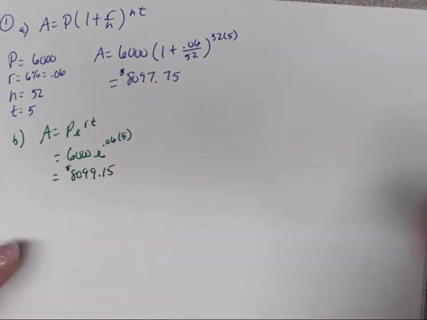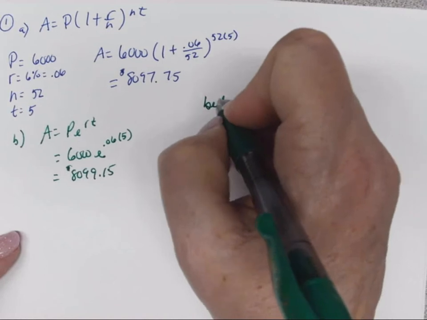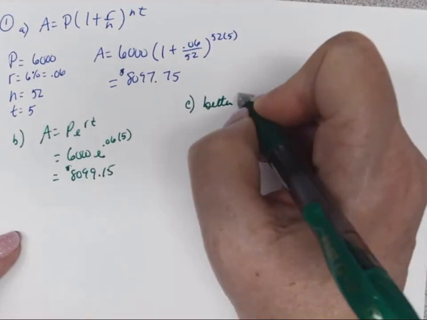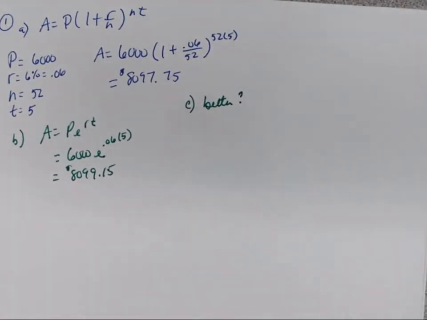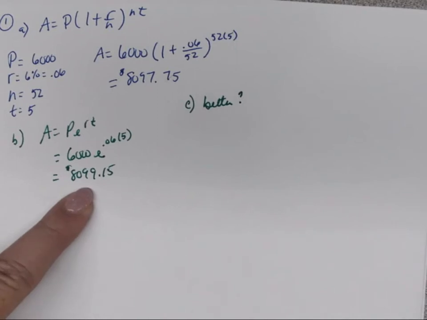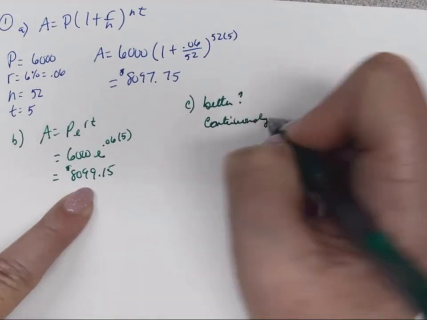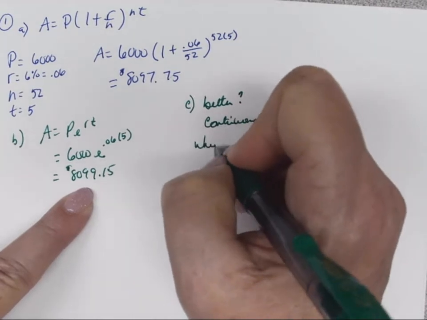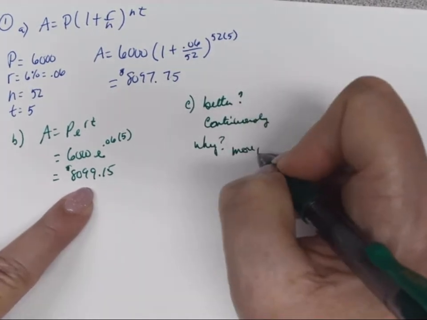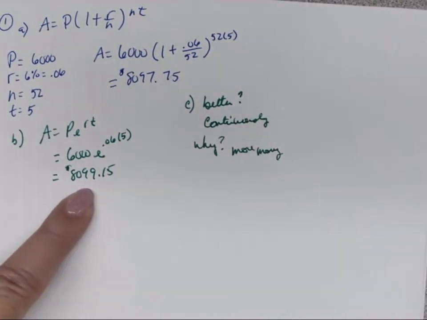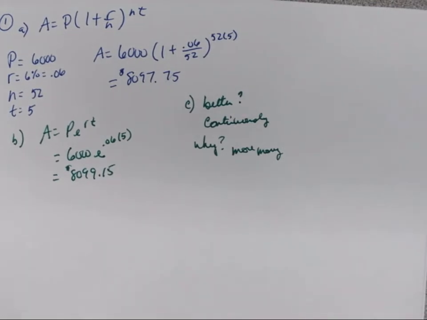So which one is better? This is part C. Well, the one that's better is this one, the continuously. And why is that? Because you made more money. So I'm just getting you to look at your answers.